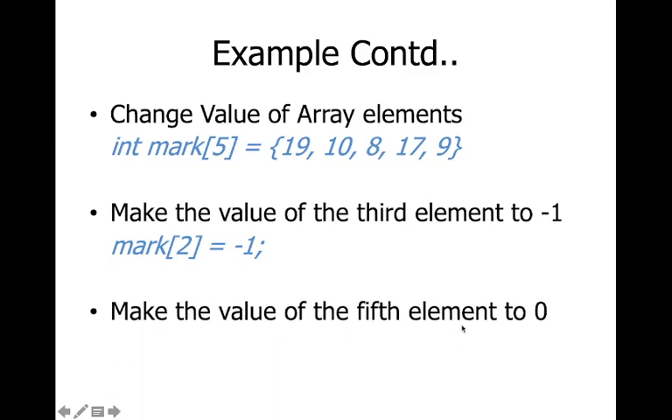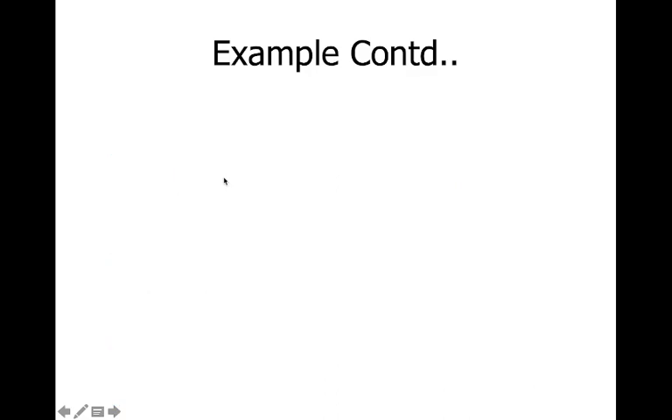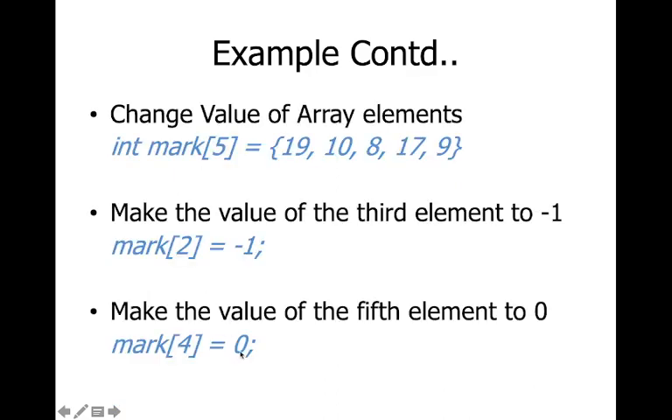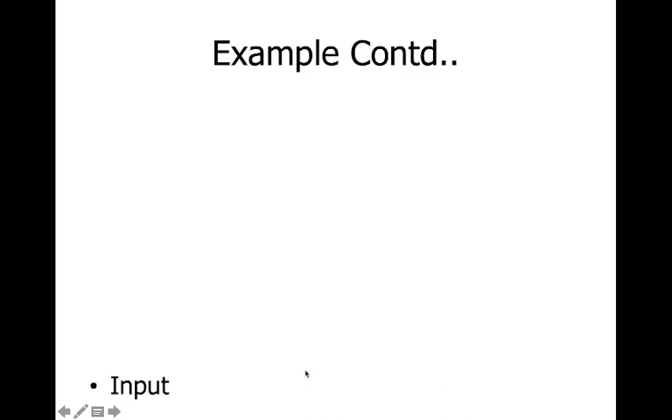Now make the value of the fifth element 0. So this is first, second, third, fourth and fifth. So fifth element means mark of 4. So mark of 4 equal to 0. We want to change the fifth element to 0: mark of 4 equal to 0. This is fifth, but here it will be mark of 4 equal to 0.